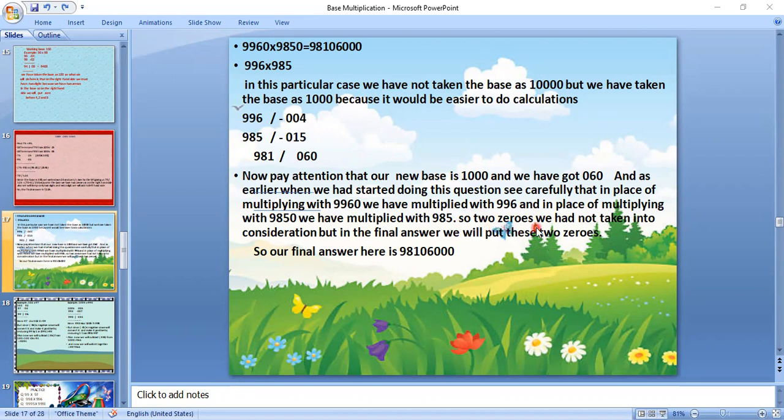So the two zeros which we had not taken into consideration earlier, now in the final answer we will put these two zeros. Here are these two zeros. Now you see 981 is here, so I have written 981. Then 060 is here, so I have written 060. And these two zeros which we had earlier ignored, I have put here. So now this is our final answer, and this method has made this question very easy, and it has saved time also.